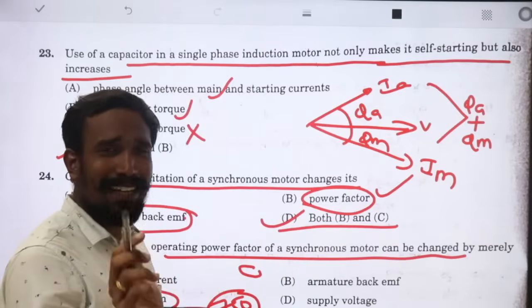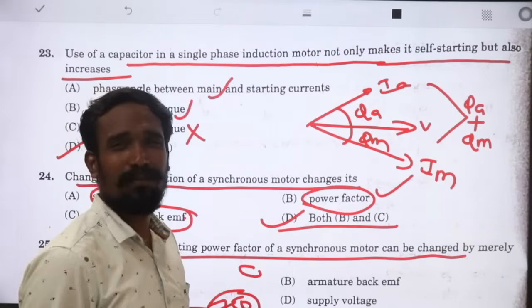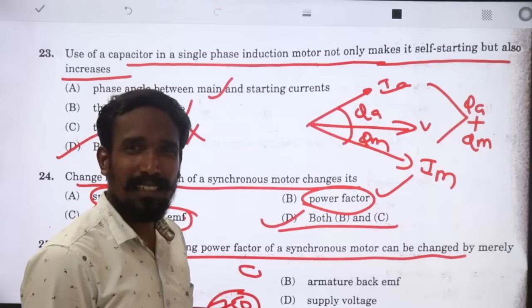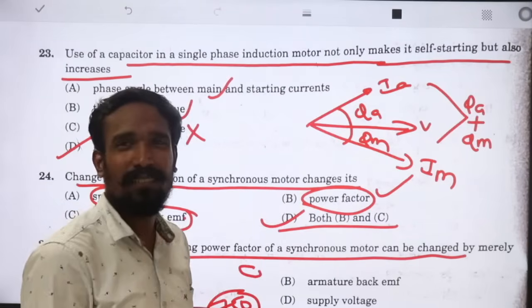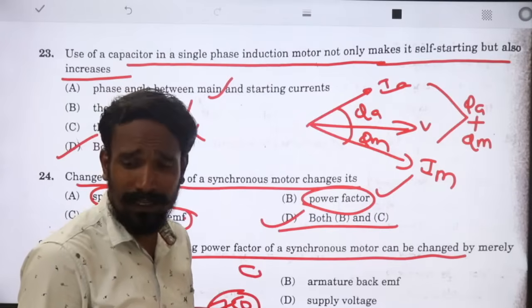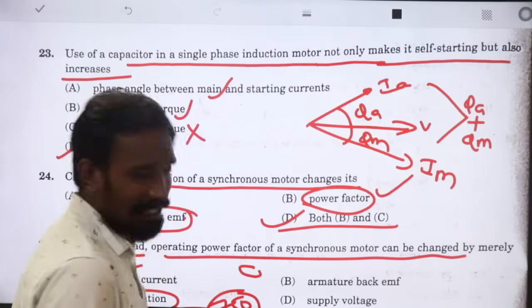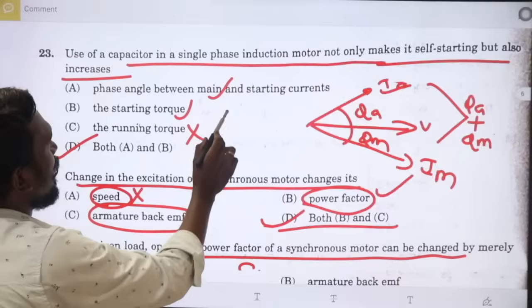That patience is important. If you bubble only the first option A, that is called a silly mistake. Right, sir? Let's go for the next question, guys.